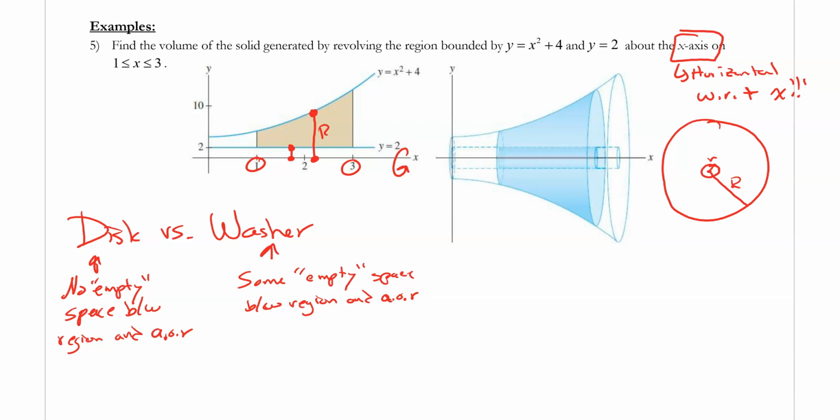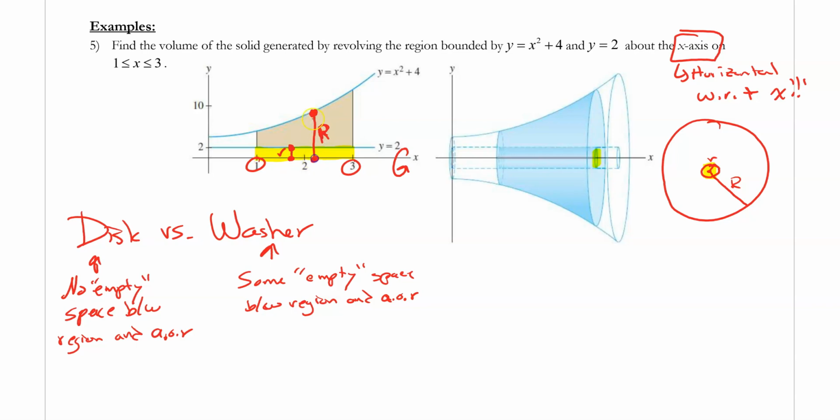So you'll notice in this problem, I knew it was a washer right away because if I'm spinning it around the x-axis, I've got this little sliver. It doesn't even matter how much it is. It could be the tiniest bit. But I've got this little sliver of space right here between my bounded region and my axis of revolution. So when that happens, it's going to create this empty space right here. Therefore, it's a washer problem because you are going to have to decipher which one is a disk, which one is a washer.